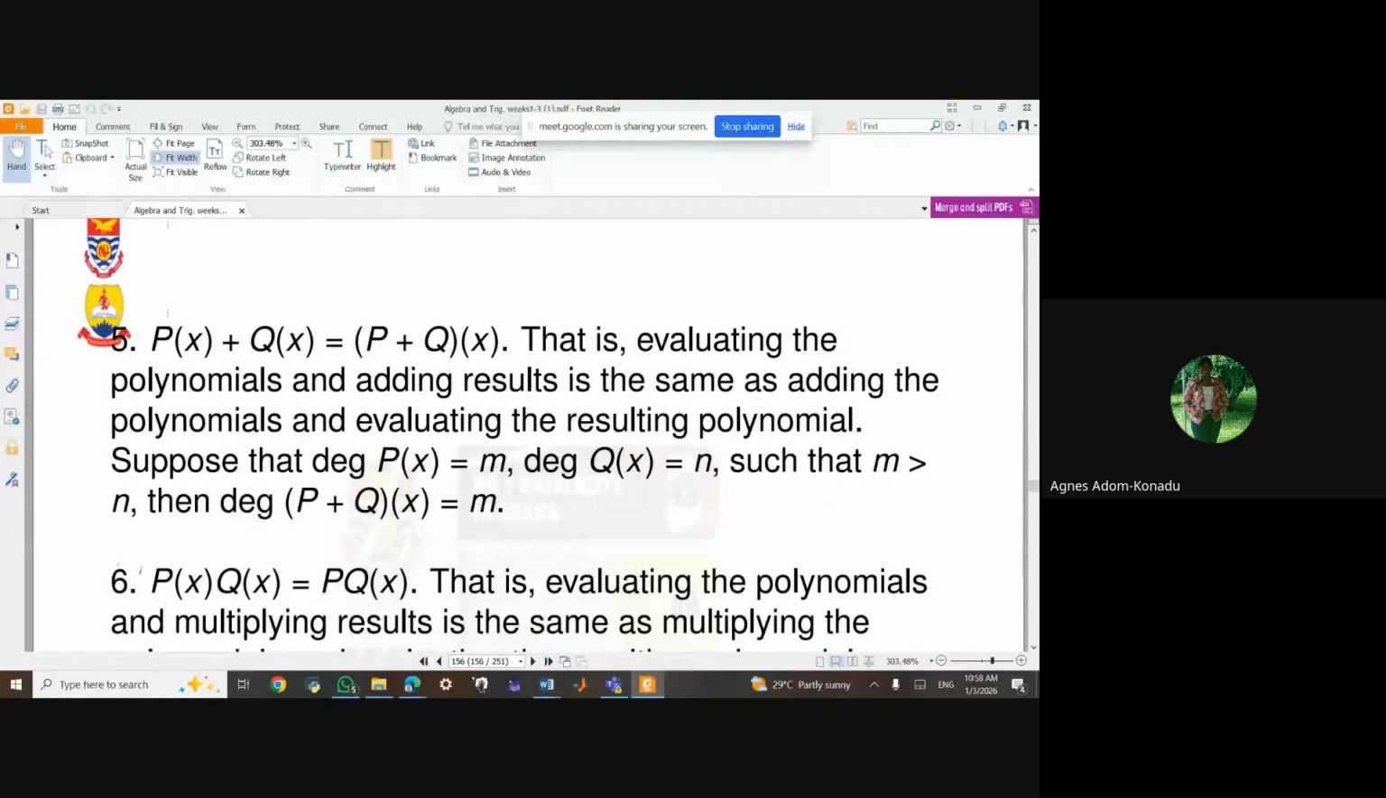Under the polynomial, we can have a sum. We can add two polynomial functions. That is, evaluating the polynomials and adding the results is the same as adding the polynomials and evaluating the result. So if I have P of s with degree m and Q of s with degree n, such that m is greater than n, then the sum will also have degree m.